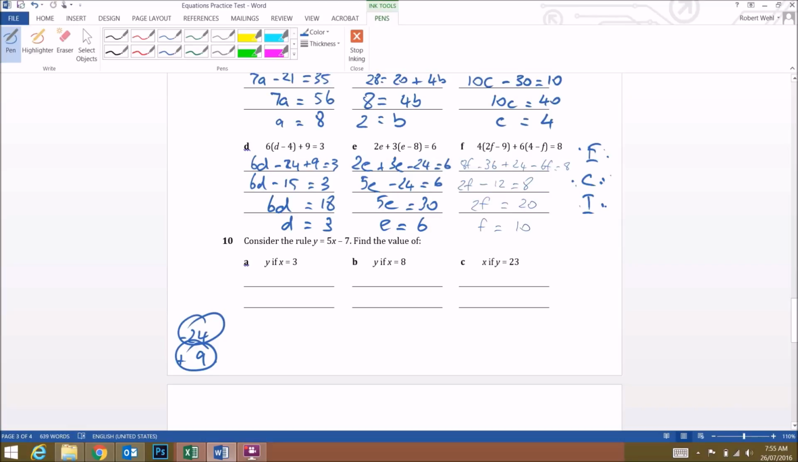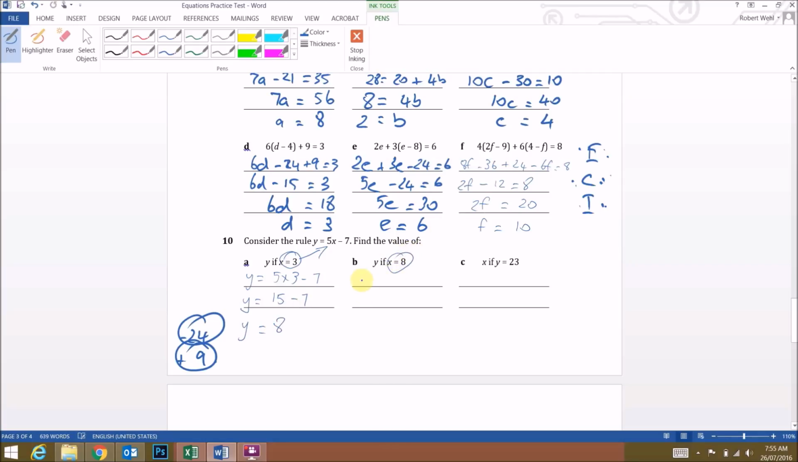All right, 10. Consider the rule and find the value of y. So we just rewrite and substitute in the values. So we know what x equals in this case. So y equals 5 times 3 minus 7. So all I've done is I've substituted the value of x and rewritten what is in front of me. I don't really need to solve this algebraically because my variable is already isolated. So I just work through order of operations. 5 times 3 is 15, take away 7, y equals 8.